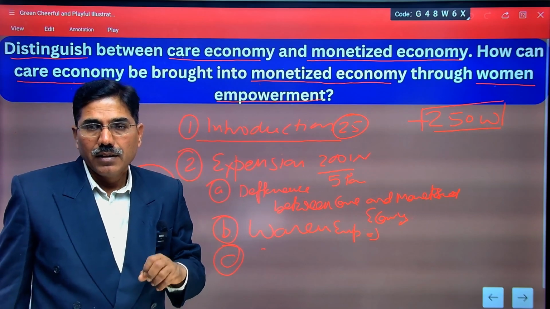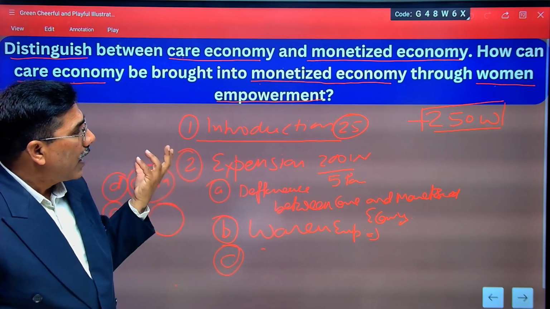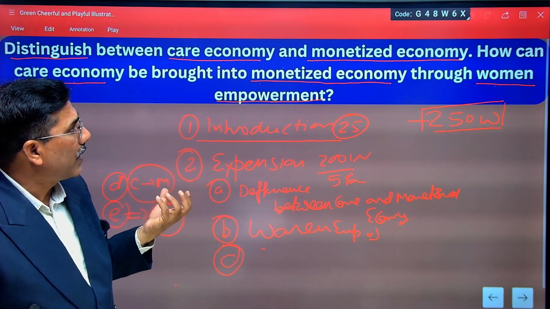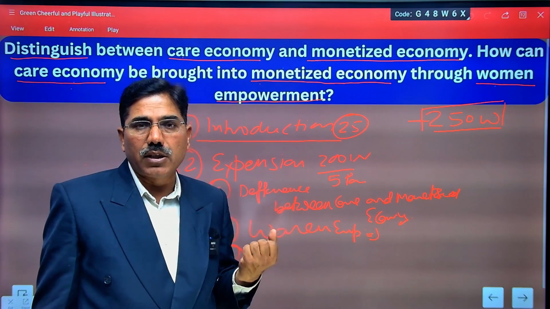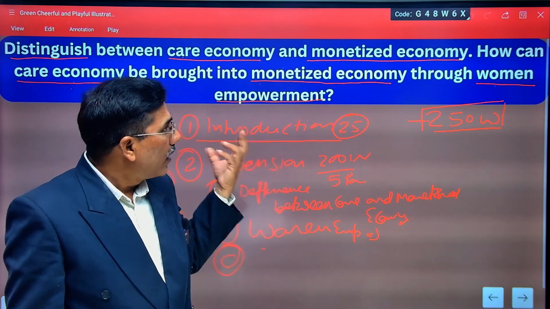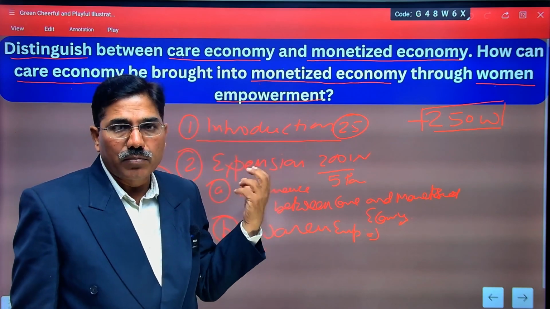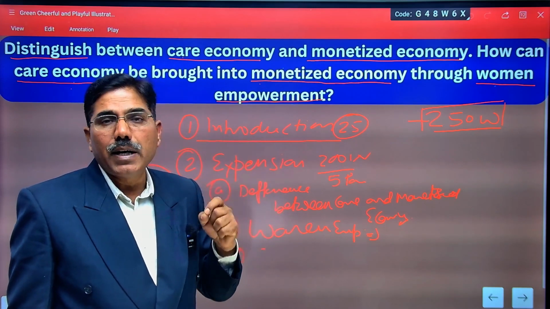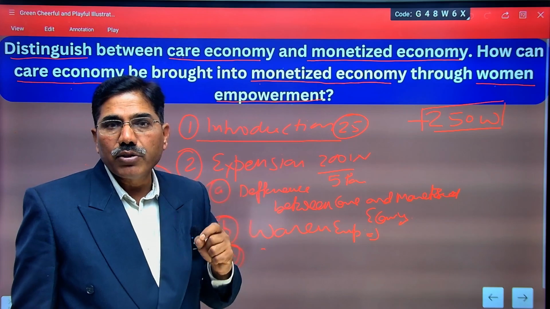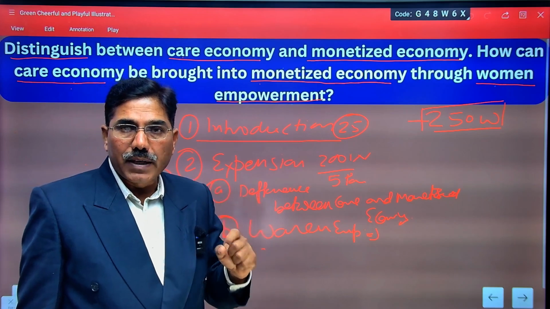Students, if you do so, from tomorrow I will further explain the 2022 Mains UPSC economy area. That will be better for you. That will give you a vision of how you can write a better answer.